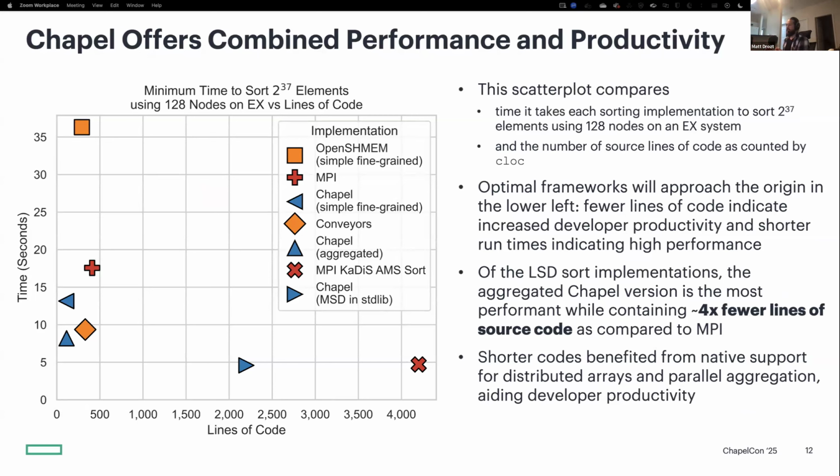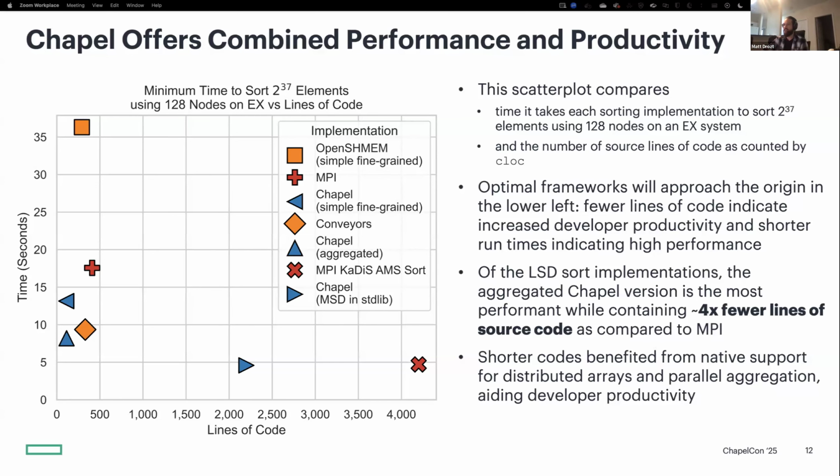But what is super, super interesting, at least in my opinion, is that the Chapel implementation of the most significant digit Radix sort is nearly as performant as the Cadis implementation, but there's significantly fewer lines of code, which is an imperfect analogy to developer productivity. There's more that can be expressed in a single statement in Chapel than there is in a raw C MPI implementation. Again, it's an imperfect metric, but this is a way that we were able to quantify productivity.